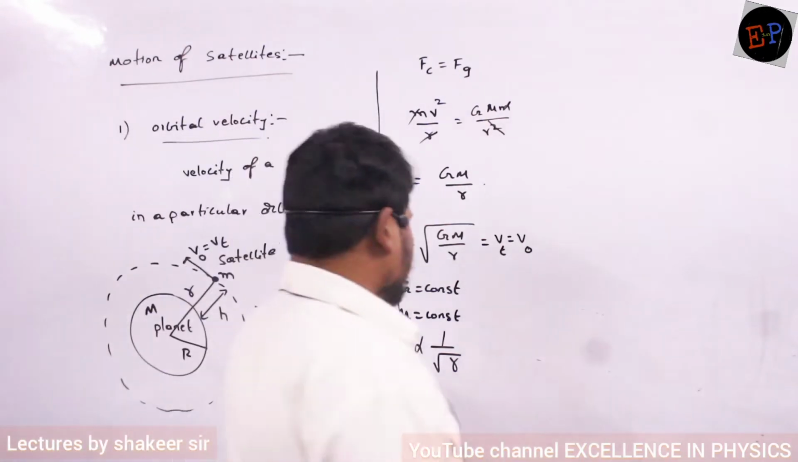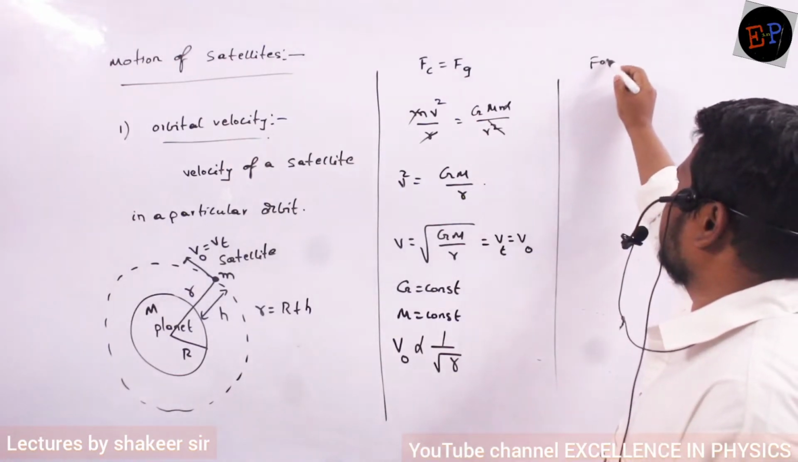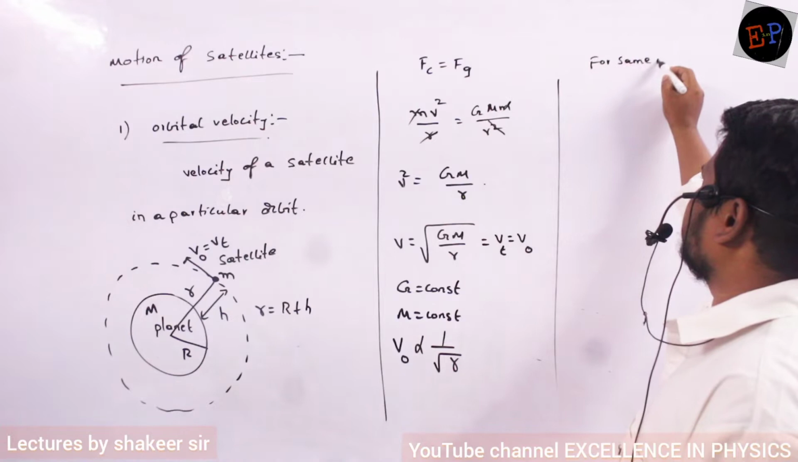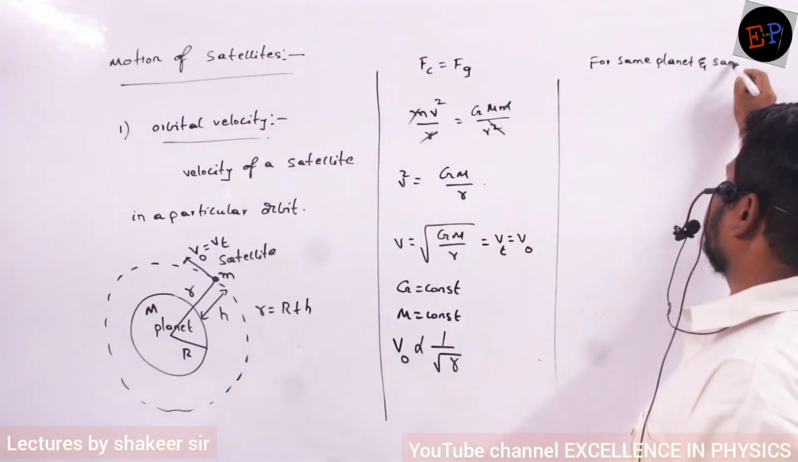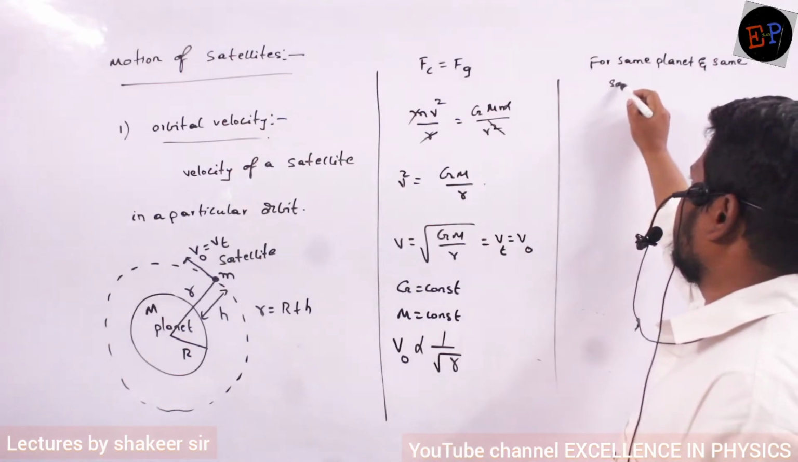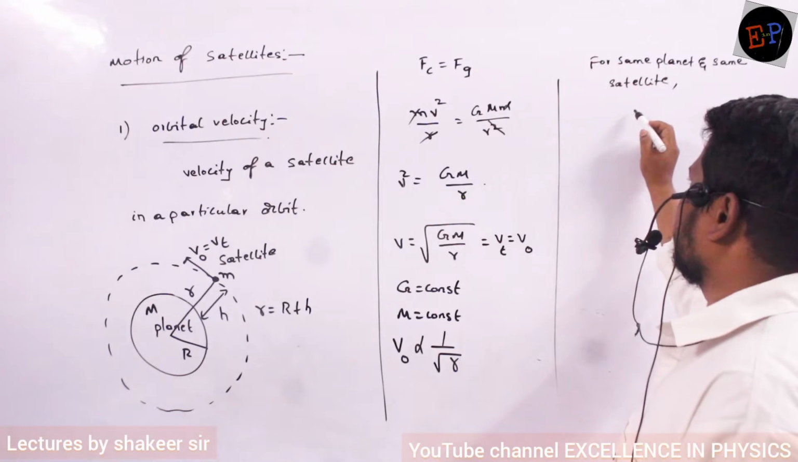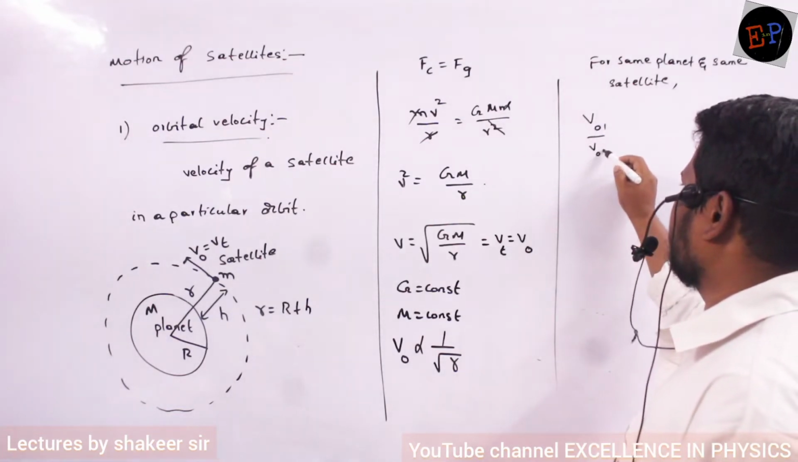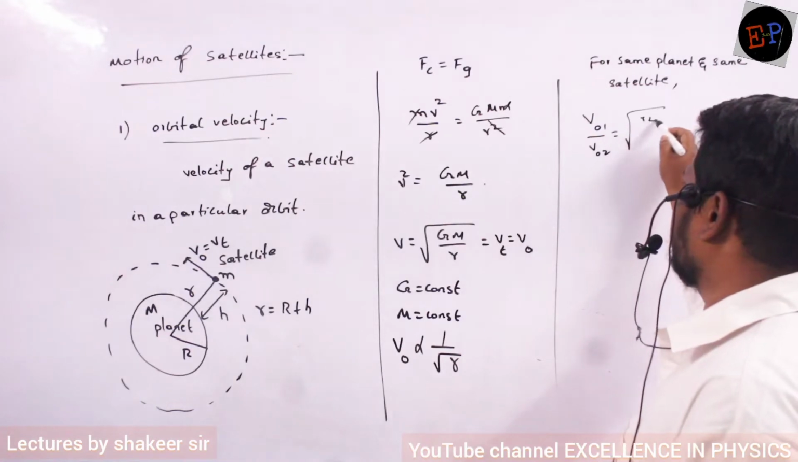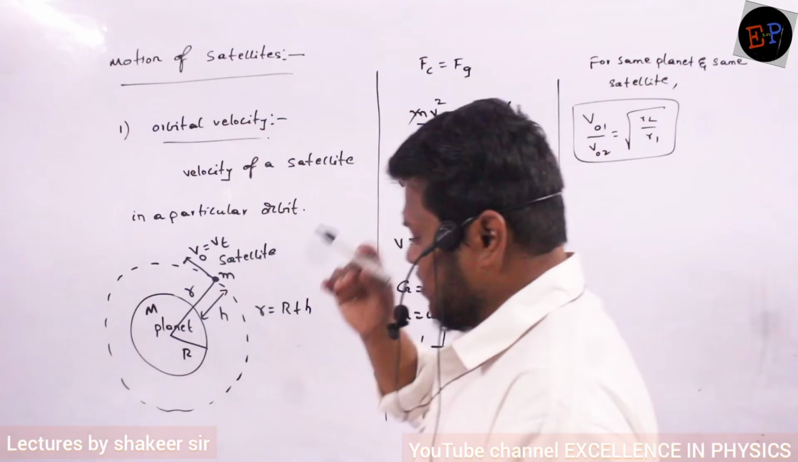Okay. So therefore, for the same planet and same satellite, or any satellite also you can call, orbital velocity V01 by V02 equals root of R2 divided by R1. So I can write like this also.